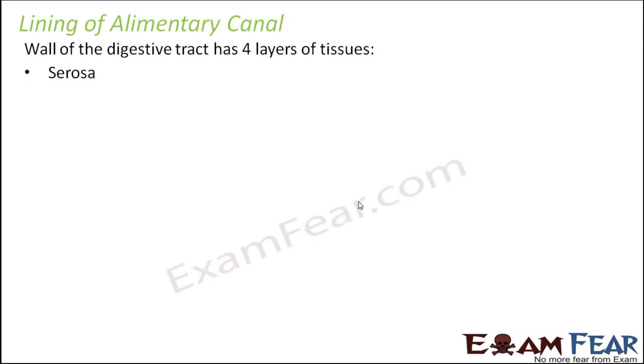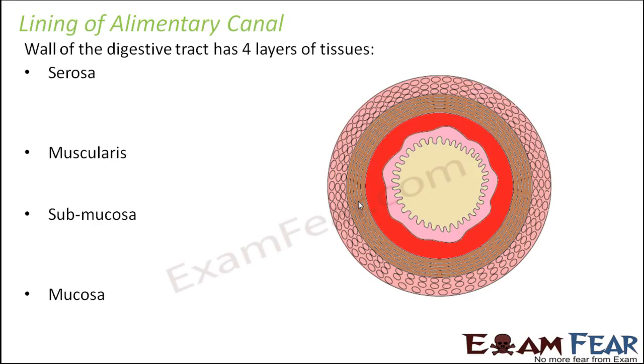Okay, so what are those 4 layers? Serosa, muscularis, submucosa and mucosa. So these are the 4 layers of tissues which are present throughout the alimentary canal. So let us look at the 4 layers of tissues. The first one is serosa, which is the outermost layer, and it is nothing but a thin mesothelium. So the serosa is going to be the outermost layer. So it is nothing but the layer which surrounds the intestine. So from outside, whatever layer you see, that is nothing but serosa.